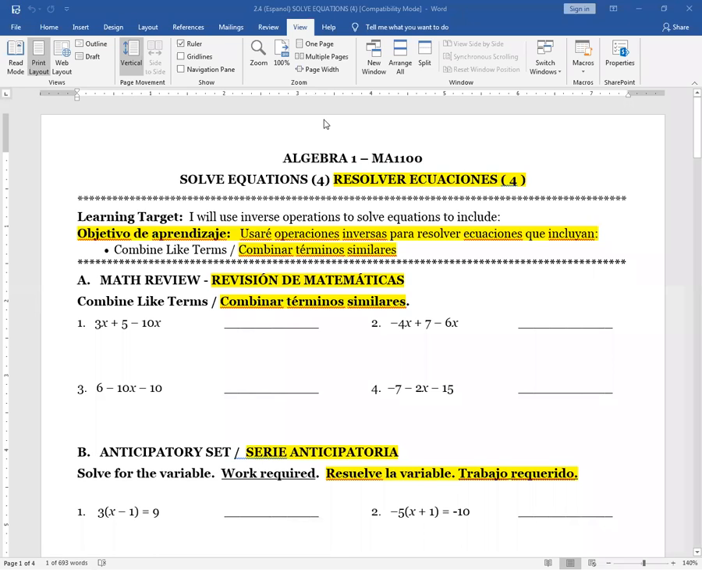Okay. So let's get into this problem. This problem says that we need to combine like terms. Combine like terms. Okay. So when we look at the problem, 3x plus 5 minus 10x, I see that there are two different families. All right. Do you know what those two different families are?